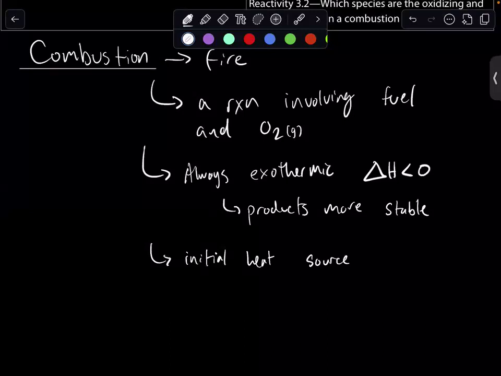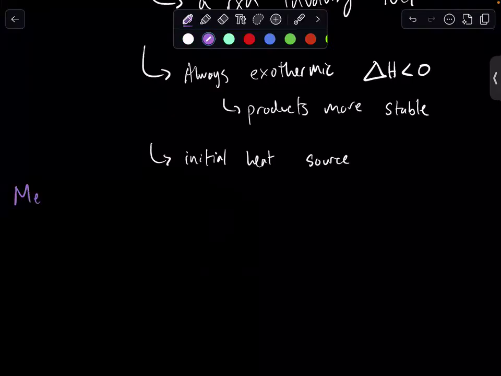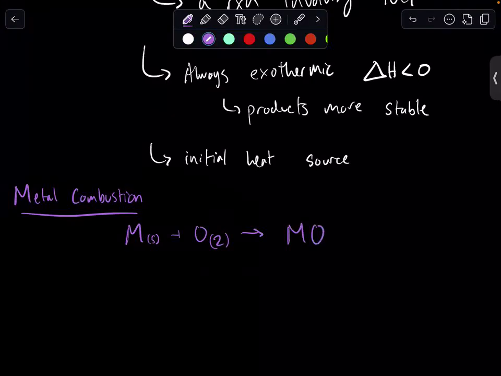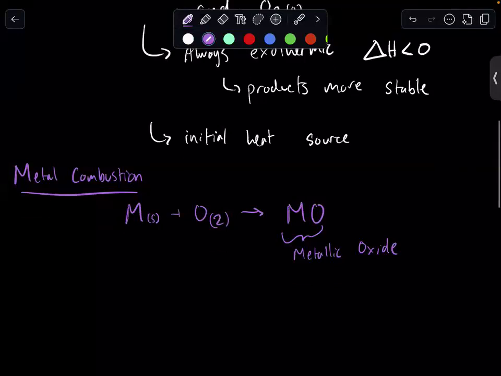All right, so that's combustion. But we're going to go over three types of combustion today. Let's start out with metal combustion. When you take a metal and we combust it with oxygen, we end with a metallic oxide. So we're always going to form a metallic oxide. It'll change depending on the metal.